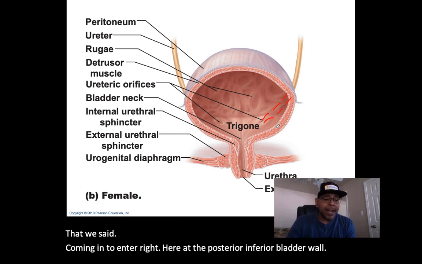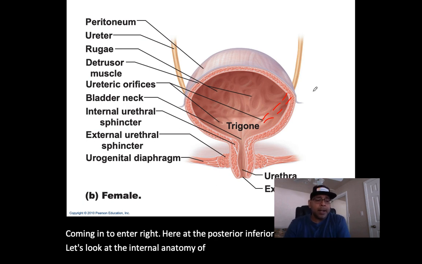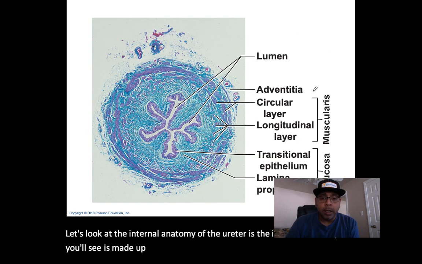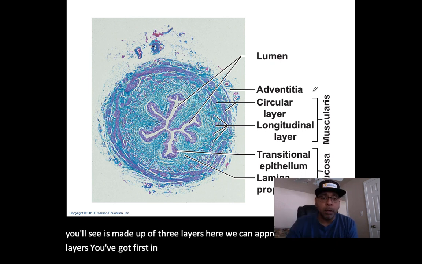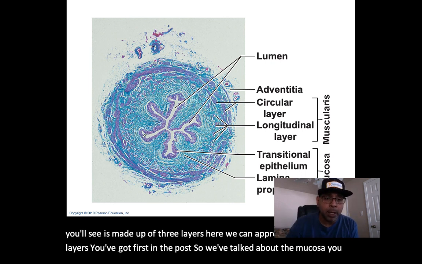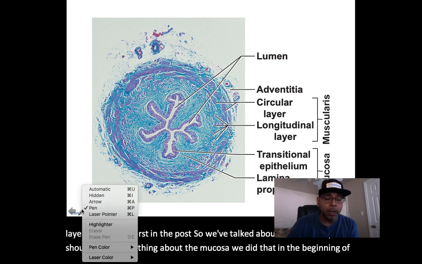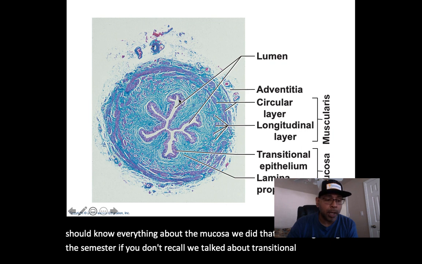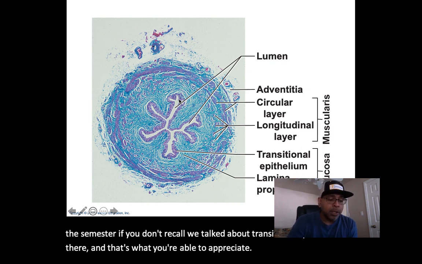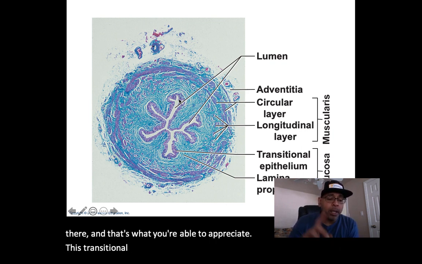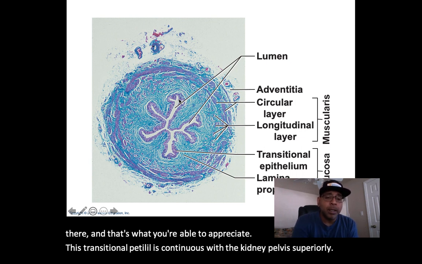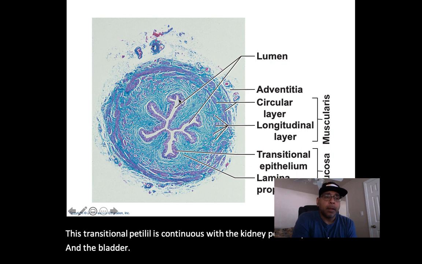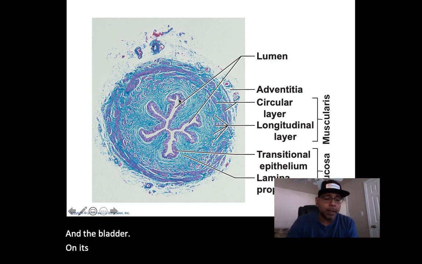Let's look at the internal anatomy of the ureters. The internal anatomy you'll see is made up of 3 layers. Here we can appreciate the 3 layers. You've got first the mucosa. We've talked about the mucosa. You should know everything about that mucosa. We did that in the beginning of the semester. If you don't recall, we talked about transitional epithelium there, and that's what you're able to appreciate. This transitional epithelium is continuous with the kidney pelvis superiorly and the bladder on its inferior medial aspect.